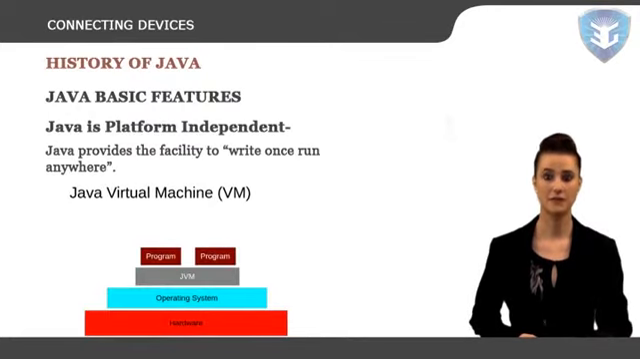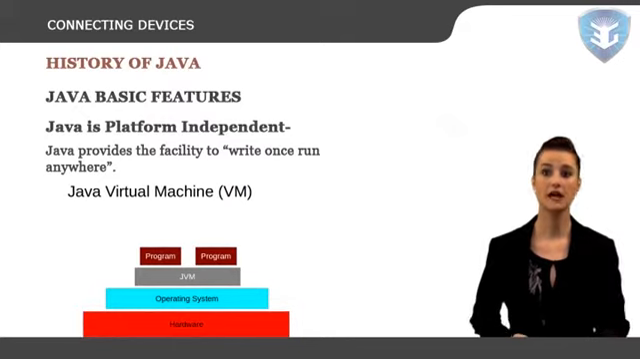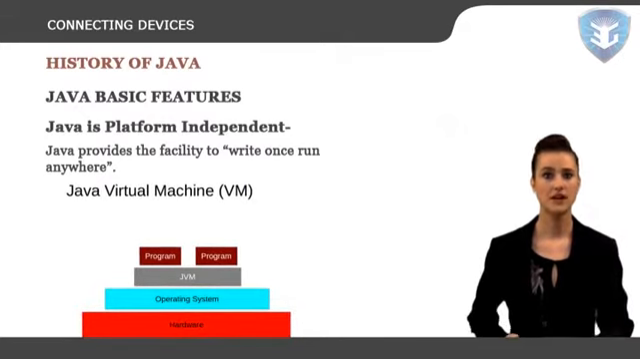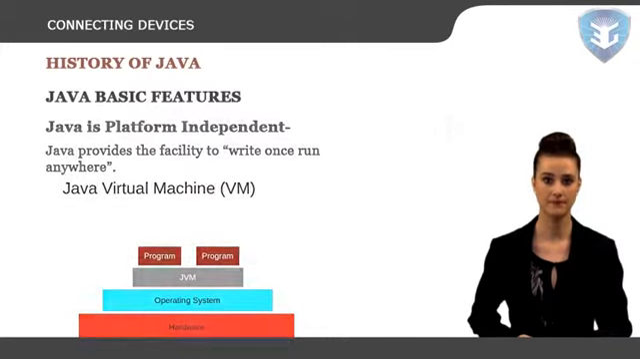Java is platform independent. Java provides the facility to write once, run anywhere. Not even a single language is ideal for this feature, but Java is closer to it. Java provides the facility of cross-platform programs by compiling to an intermediate code known as bytecode. This bytecode can be interpreted on any system which has a Java Virtual Machine, JVM.